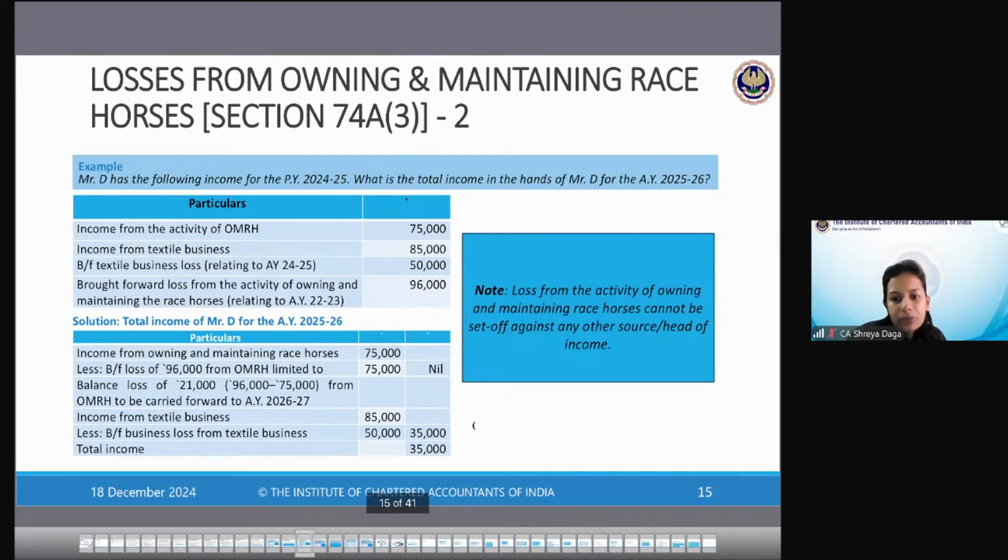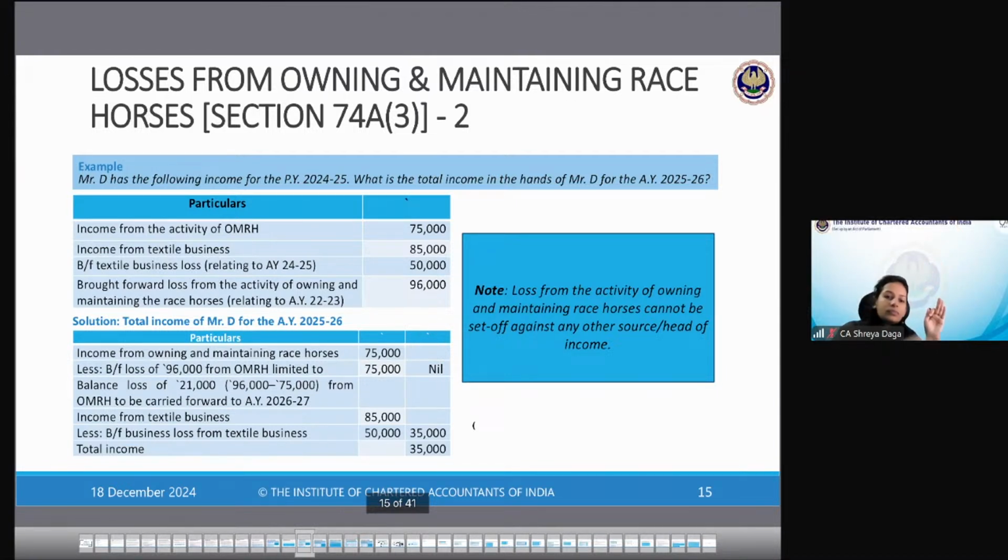Let's do an example. So Mr. D has the following income. What is the total income for assessment year 25-26? He has income from the activity of owning and maintaining racehorses. He has income from textile business, brought forward textile business loss of assessment year 24-25, a recent year, so it is not expired. You can use it. Brought forward loss from owning and maintaining racehorses of assessment year 22-23. 4 years carry forward allowed.